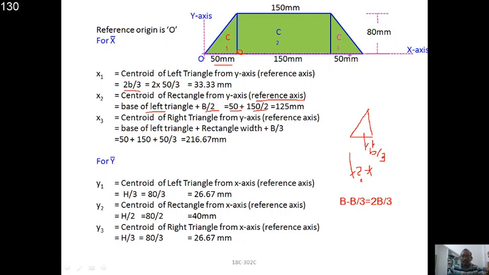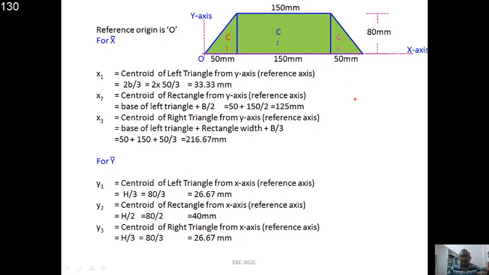Because we need to consider all the values from the reference axis. Similarly, for the right triangle, which is also taken with reference to the axis, we need to add 50 plus 150 plus, from the perpendicular side, b by 3. So we take b by 3. Right. So calculate these values and you get it like this. Similarly for the y1 we need to calculate those values. For the right angle triangle it will be h by 3 for y1. Y2 for the rectangle is h by 2, and for the y3 it is also h by 3.